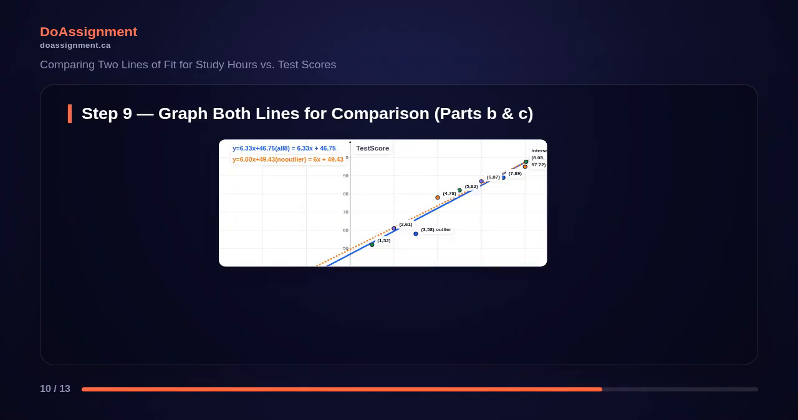Comparing both lines on the same graph, we can see they are close but distinct. The line without the outlier has a slightly lower slope and a higher y-intercept, meaning it starts higher but rises a bit less steeply. For the 7 well-behaved points, the second line clearly tracks the data more faithfully.